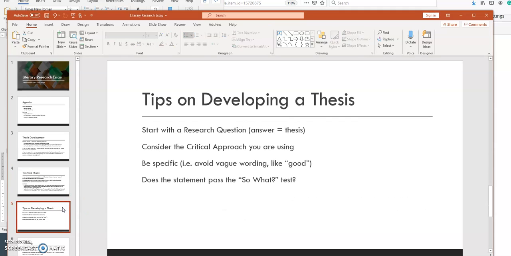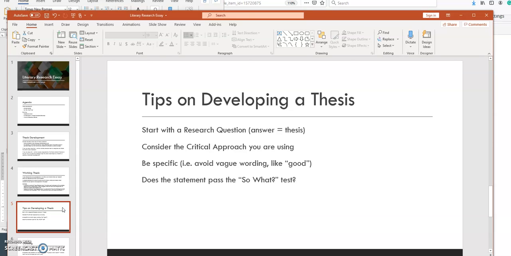So, tips on developing a thesis statement. One way to help you figure out what a thesis is is to start with a research question. And then the answer to your research question is your thesis statement. So a thesis is never a question. But if you attempt to answer that question, then that's what forms a thesis. So a question could be like, how did Hawthorne's family background influence how and what he wrote? All right, so then I answer that by saying Hawthorne's family background influenced the way he wrote and blah, blah, blah.